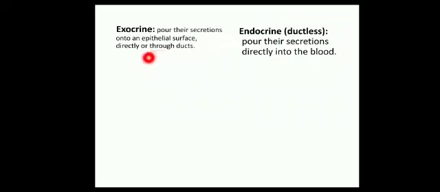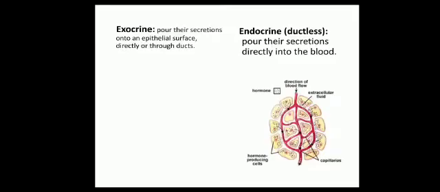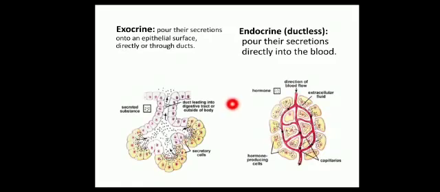They pour their secretions onto the epithelial surface directly or through ducts. And endocrine glands are the ductless glands. Here you can see in this diagram, these are the exocrine glands, these are their ducts, and these are endocrine glands. They have no ducts, they are surrounded by blood capillaries, so the secretions are poured directly into the blood vessels.